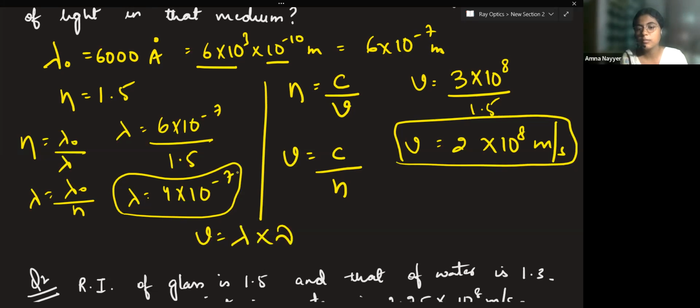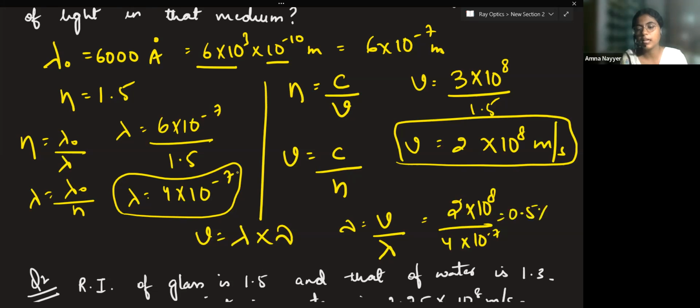So frequency will be equal to what? Velocity divided by wavelength. Velocity is 2 into 10 to the power 8. Wavelength is 4 into 10 to the power minus 7. That becomes 0.5 into 10 to the power 15 hertz. Frequency is given. Got it?